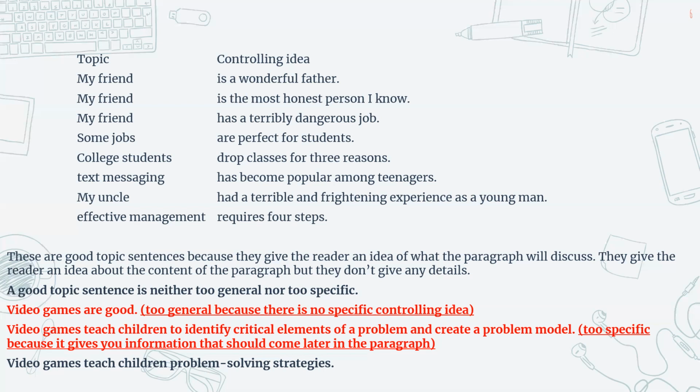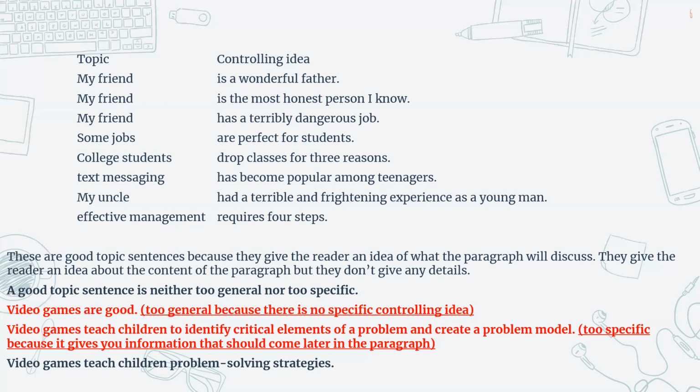Four: some jobs are perfect for students. This is a very good topic sentence because it has the topic, which is some jobs, and the controlling idea. It gives your readers an idea about what the paragraph will be about. So I will be talking about the jobs that are perfect for students. Five: college students drop classes for three reasons. So the topic is college students, and the controlling idea is dropping classes for three reasons.